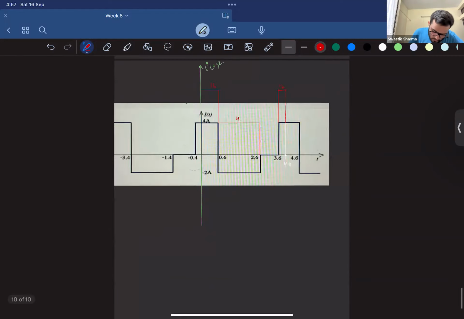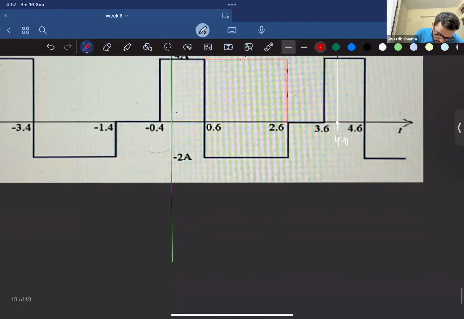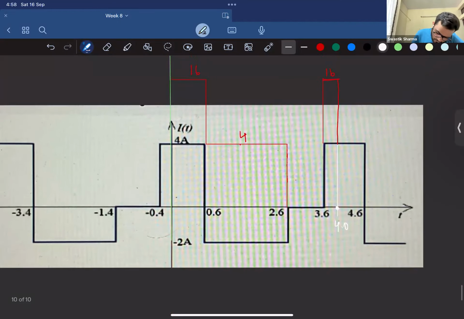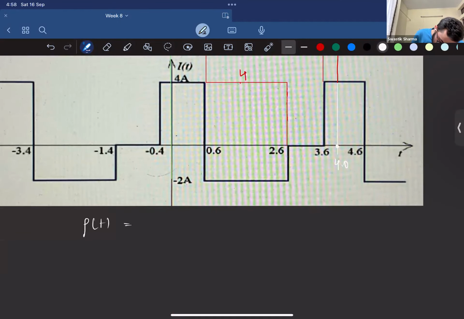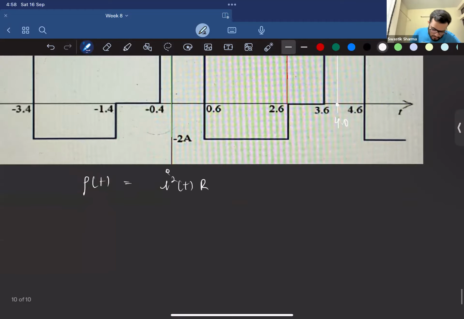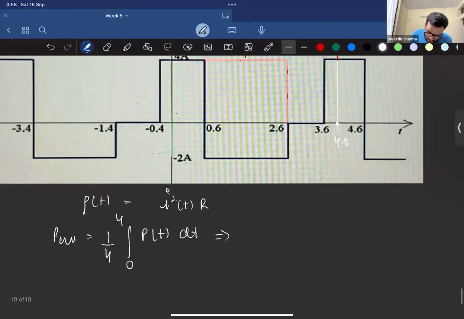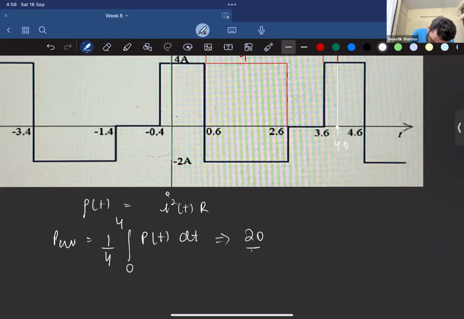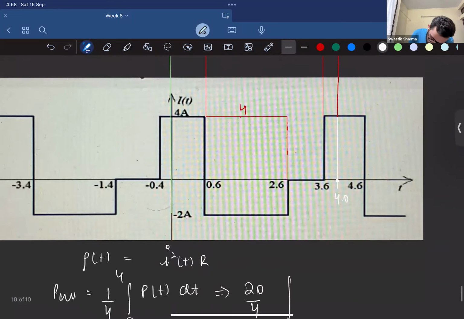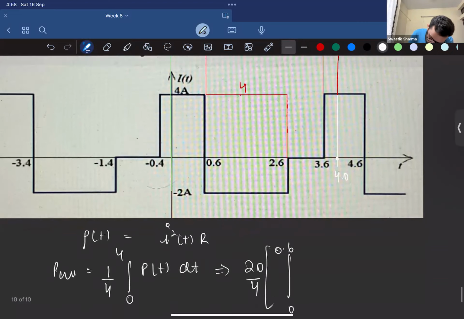What are we required to find? We're required to find the energy, which is nothing but i square t R, right? The average value of which is going to be 1 by 4 integral from 0 to 4 of p of t dt, right? R is constant, which means it will come outside. R is 20 ohm, right? So 20 by 4. From 0 to 0.6, it was 16.